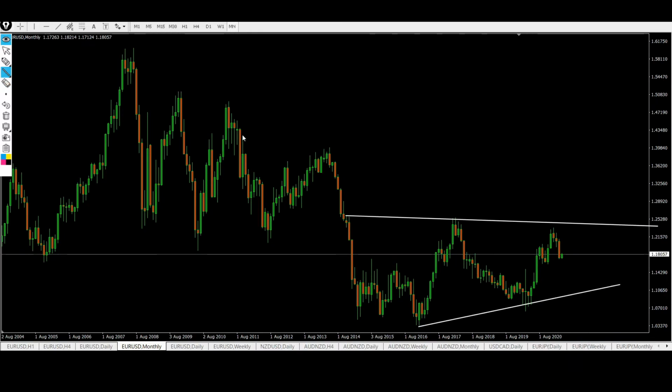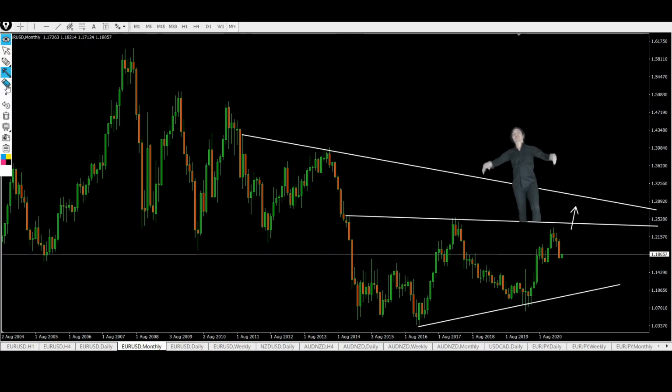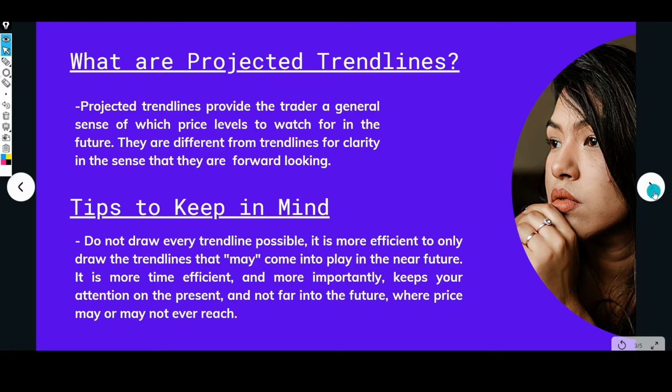Because if we draw a trend line up here, that literally means we think there's a possibility that price could get up there. And we do not know that. So again, we want to keep our attention on price levels that may come into play in the near future. Okay, let's go on to the next slide.